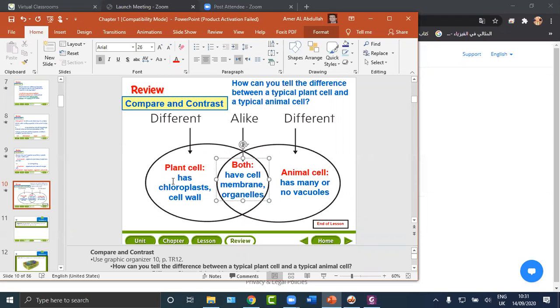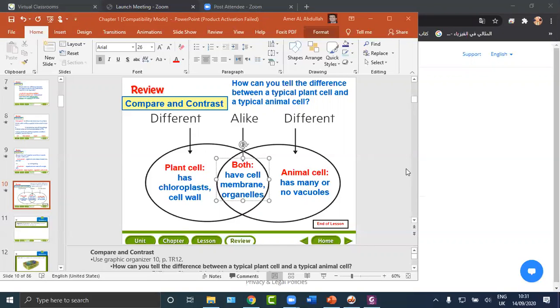What's inside a plant cell? Mitochondria. What is the main job of mitochondria? Abdullah Muhammad, answer please. Mitochondria break down food and get the energy for the cell. Yes, break down food and get the energy for the cell. Excellent.